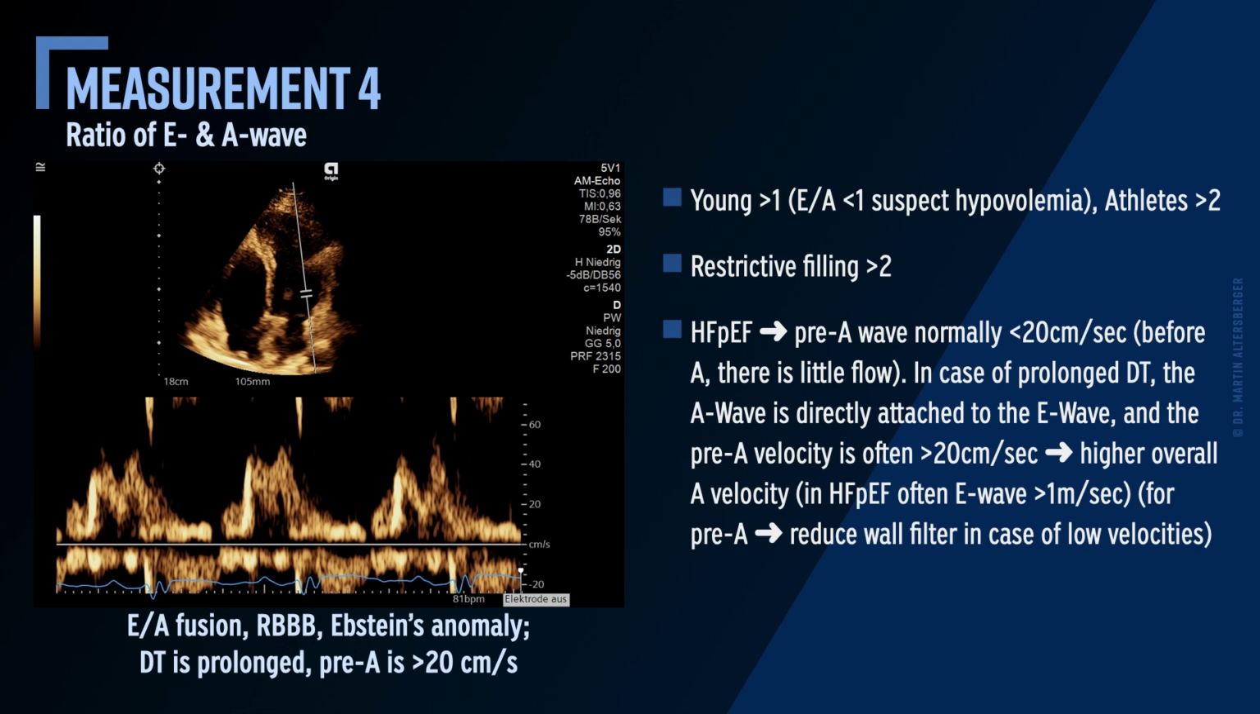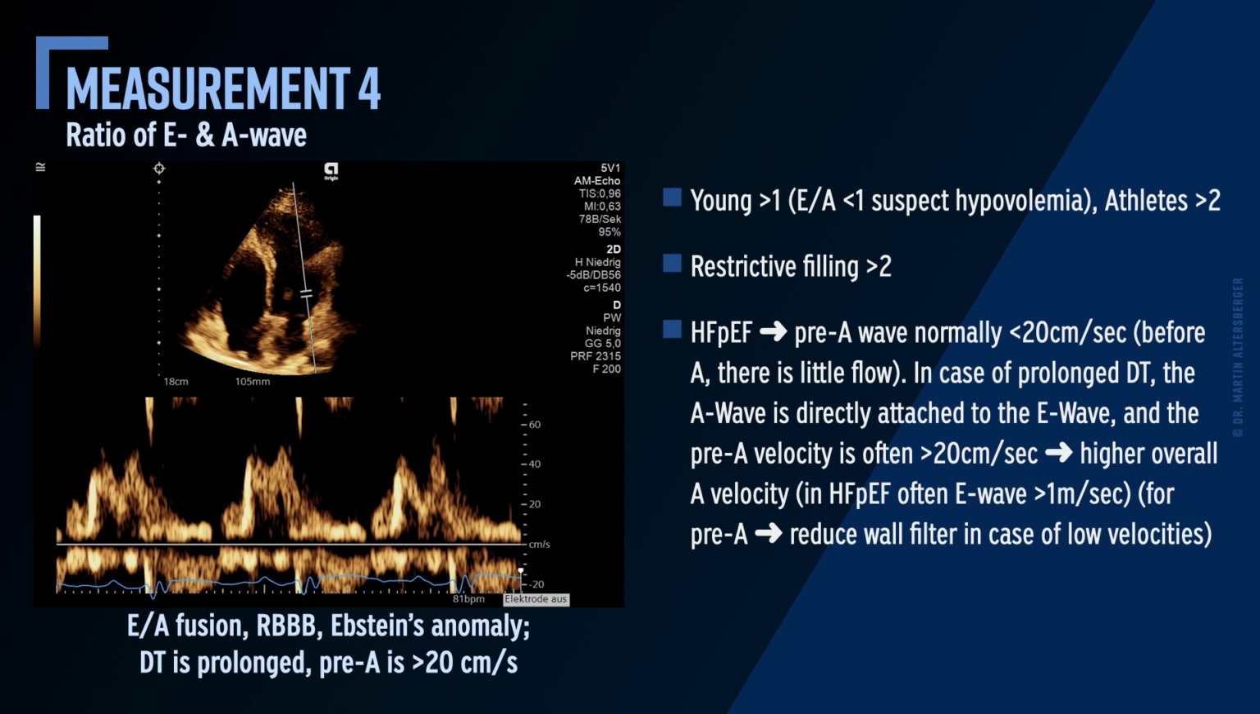In athletes, this ratio sometimes exceeds 2. In endurance athletes, even 3. So it is like in a pathological restrictive filling, when the E to A ratio is also above 2. So you always take a look at those two, the E wave and the A wave. And in this case, you have an E to A fusion in a patient with Ebstein's anomaly.